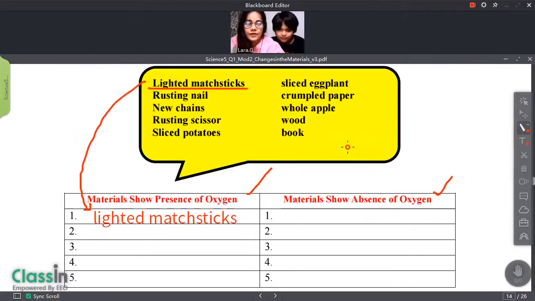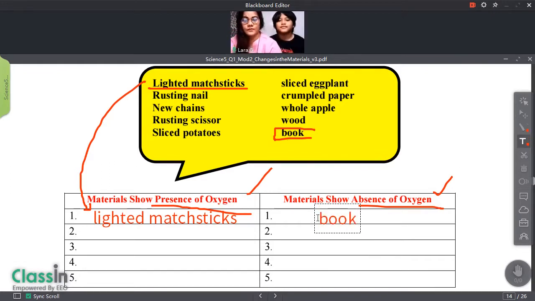What about a book? Presence of oxygen or absence of oxygen? If there is something burning, it shows presence of oxygen, but the book is not burning, it's just a book, just like this one. It is a material that shows absence of oxygen. Book.